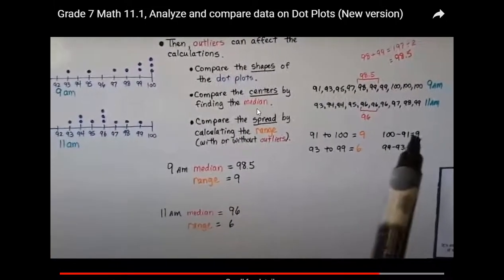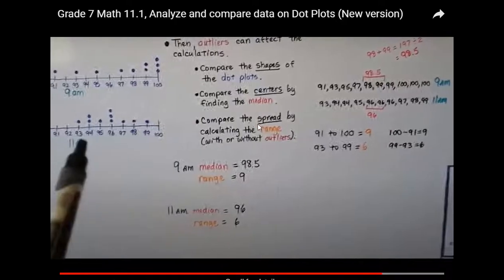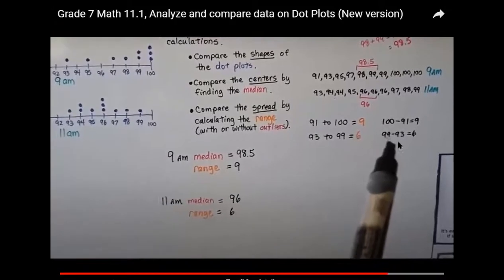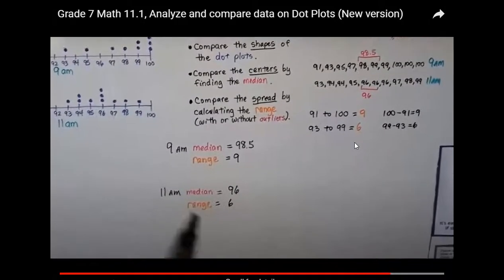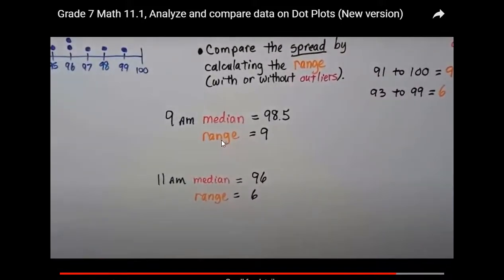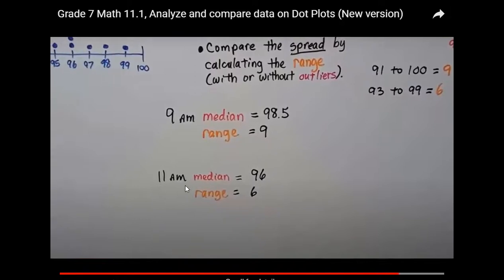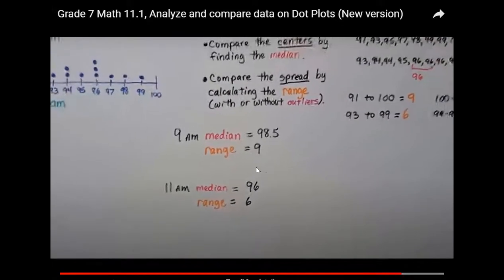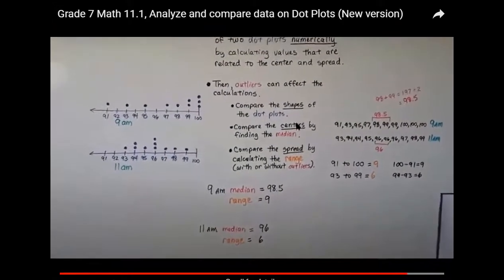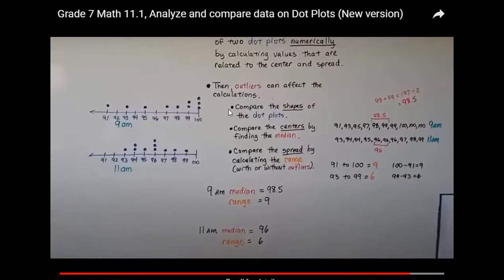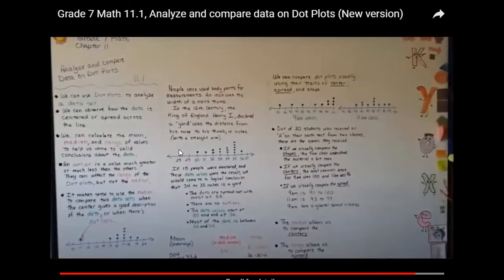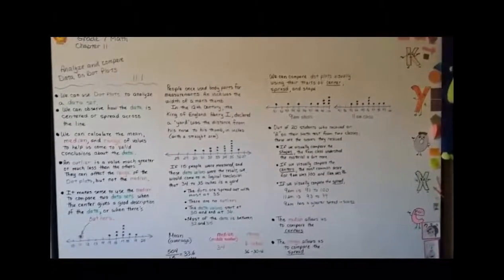Second, I want to compare the spread, so we will find the difference between the least and the greatest value. In 11 a.m. it was 99 minus 93 equals 6. Then 9 a.m. the median was 98.5 and the range was 9. 11 a.m. the median was 96 and the range equals 6. Then this is how we can compare, and as I said, outliers will not affect the result if we do not use the range.